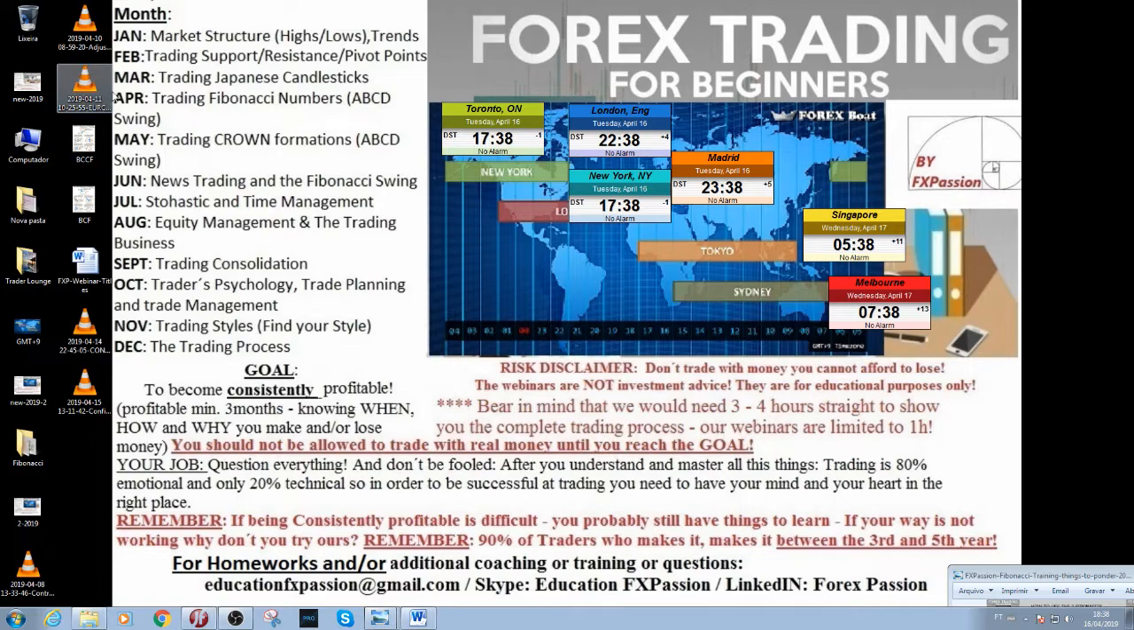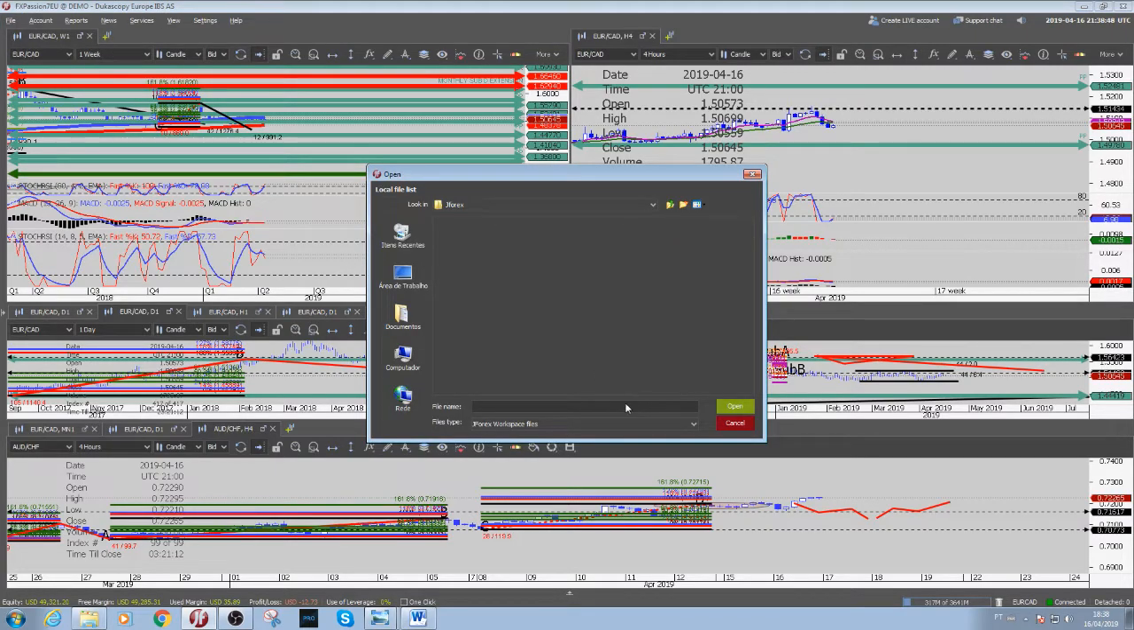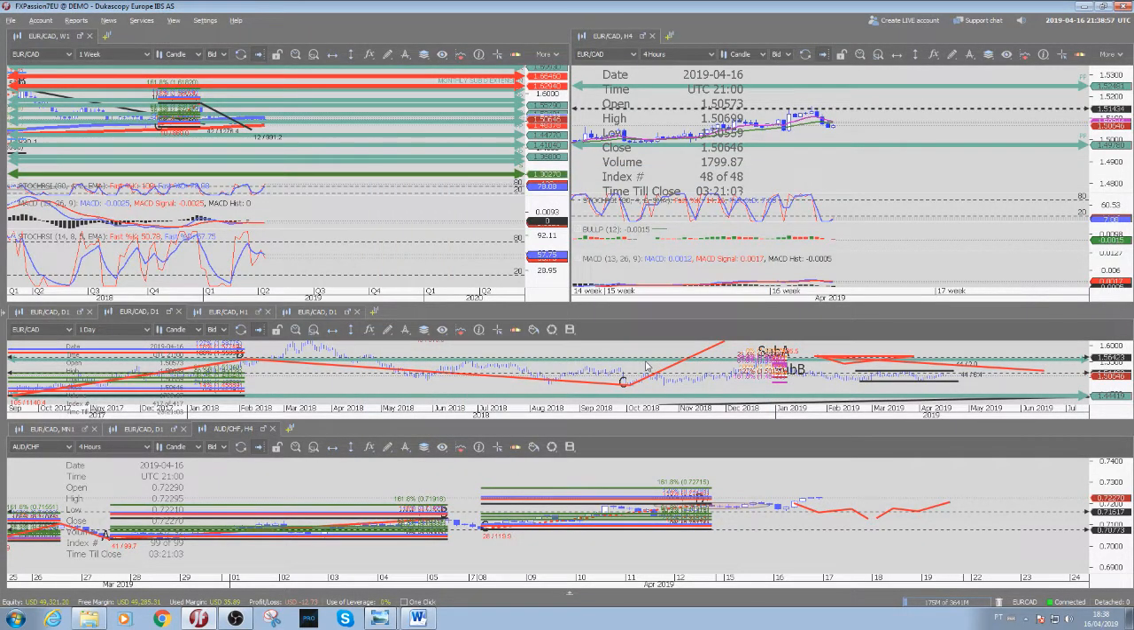That being said, we are here in April trading Fibonacci numbers, and in May we are going to see how to trade crown formations. That being said, let's dive into the live charts, and we are going to open NZD-CAD for this example, and we are going to perform a trading exercise.